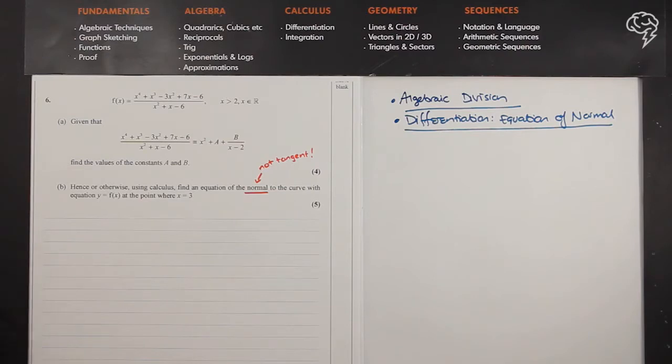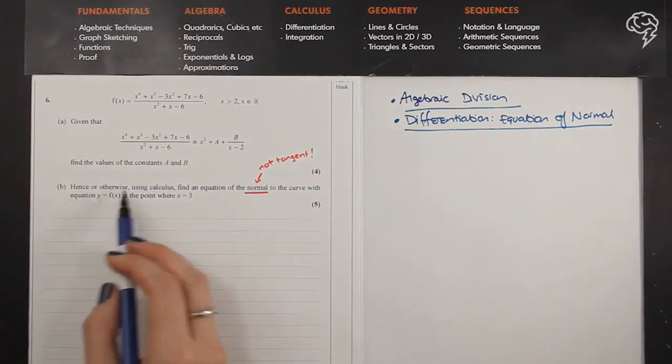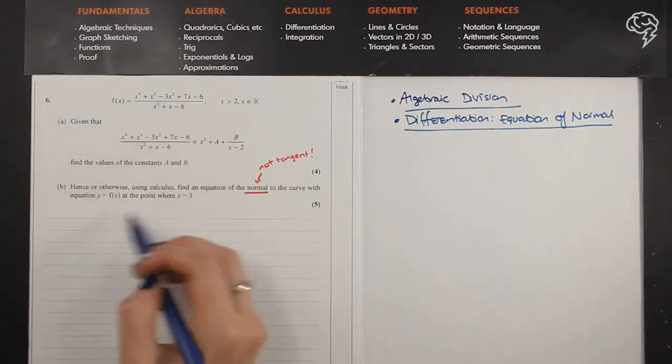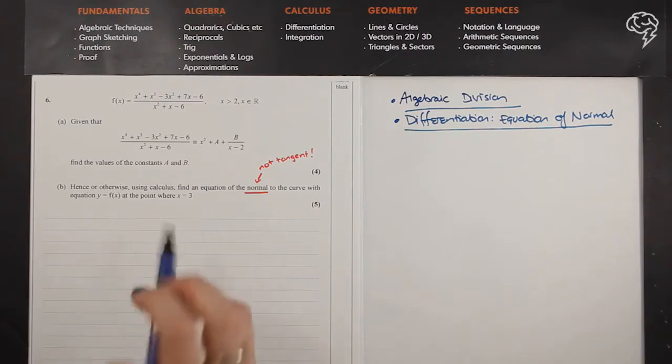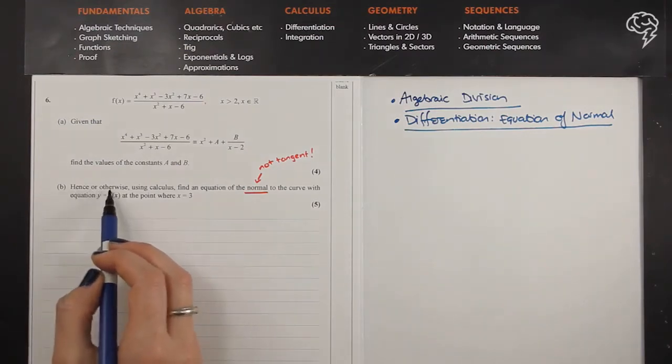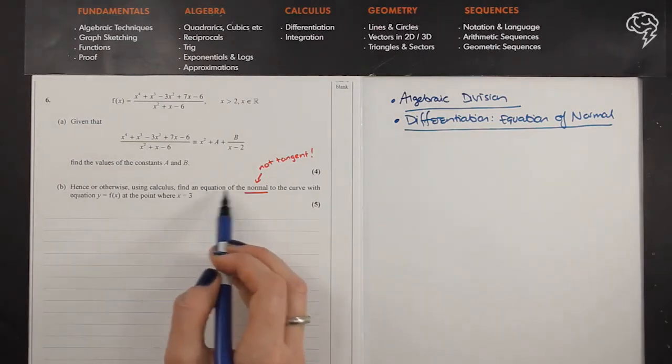Oh yeah, I remember what I was going to say about this one. It's just a tip, but lots of students got in a tangle on A and then couldn't do B. But that's not actually necessary, because look what B is saying: hence or otherwise. So just forget the hence for a minute. Find an equation of the normal.